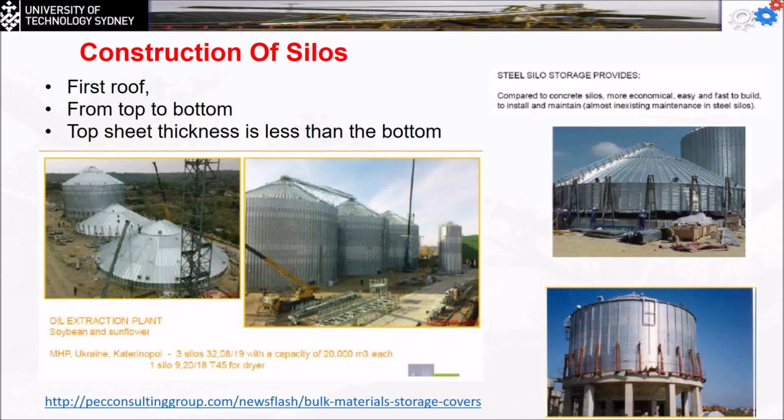So they start with the roof, then go from the top to the bottom, and the top sheet thickness is going to be less than the bottom one. Now, why is the bottom one going to be thicker? The pressure load is going to be higher at the bottom. Something like if you study fluid dynamics, usually if you have a bar or a tube, the pressure at the bottom is going to be higher than the one at the top. And we're going to have an example for that as well.